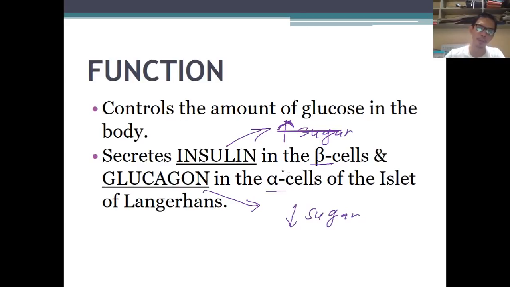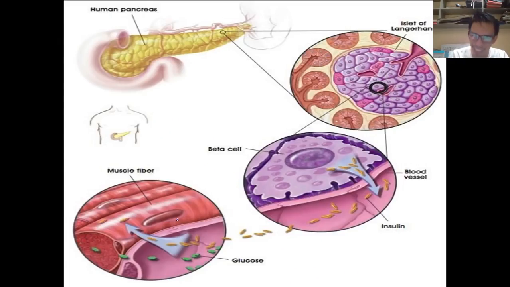So, meaning to say, if you are hungry, your body will have a tendency to secrete glucagon, so that your body will not experience what they call hypoglycemia or excessive hunger. So excessive depletion of sugar in the body, that is bad as well. Alright, so there we go.